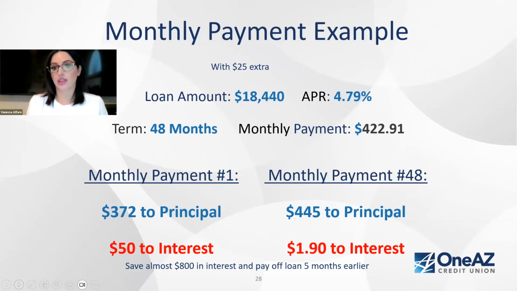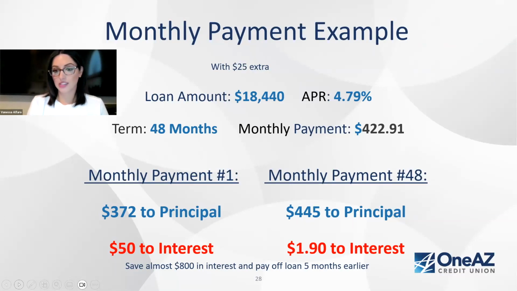Your minimum monthly payment was $422.91. And you paid $25 extra a month. So you just paid that additional $25 towards principal. Your first monthly payment we saw earlier, $372 is going to go towards principal and $50 is going to go towards interest.